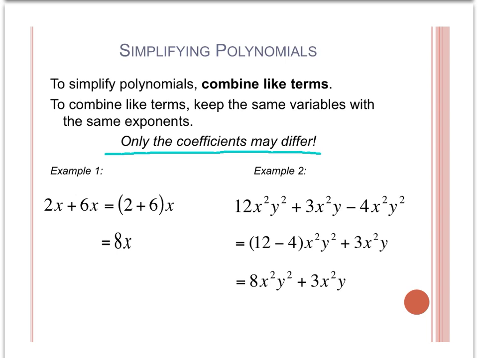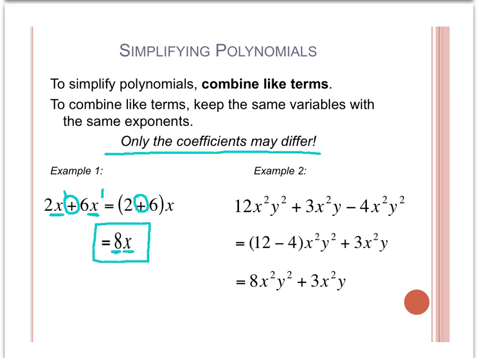So in this first example, we check the variables to see if we have like terms. So we have an x to the first power and an x to the first power. Therefore, they must be like terms. So we are going to combine those coefficients. And since our operation here is addition, we are going to add the coefficients together. So 2 plus 6 gives us the 8, and you keep that same like term to get 8x.